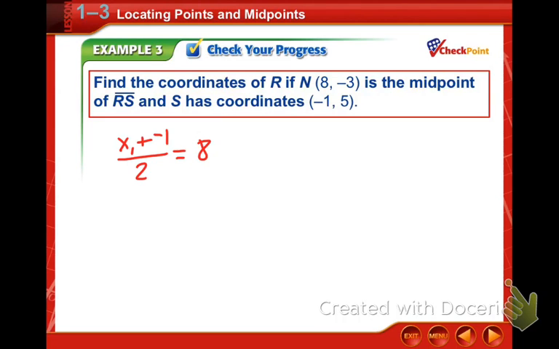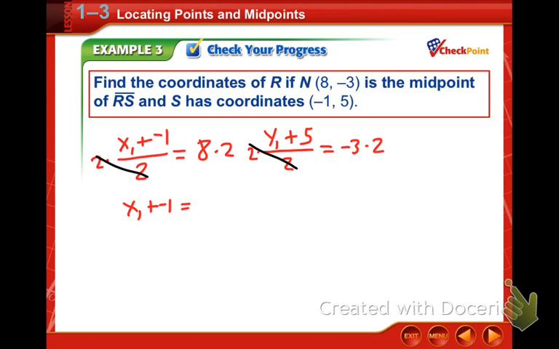And same thing for the y's. y1 plus y2, which is the 5 from our S coordinate, divided by 2 is equal to our midpoint's y coordinate, -3. We're going to multiply both sides of both equations by 2. So we'll cancel on the left side, and we're left with x1 plus -1 equal to 8 times 2, which is 16, and y1 plus 5 equal to -3 times 2, which is -6.